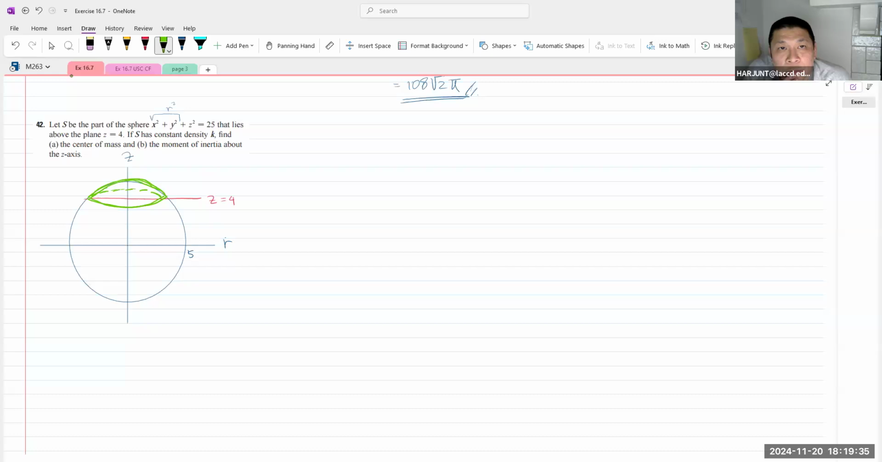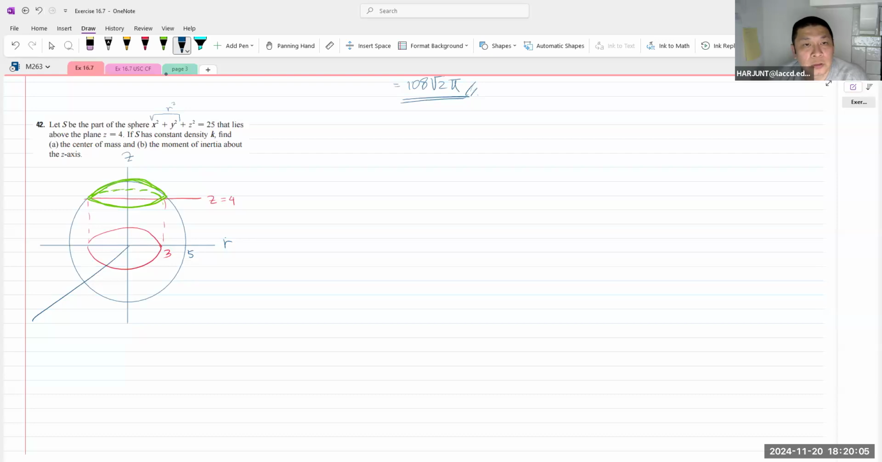Let's say c equals 4. Then if c equals 4, the radius will be 3, right? On the ground, I mean, if we project that to the ground, then that will give us a disk with radius 3. Imagine it this way now.